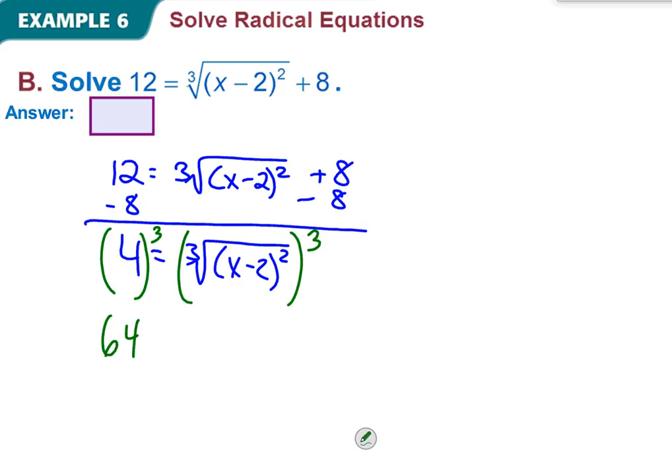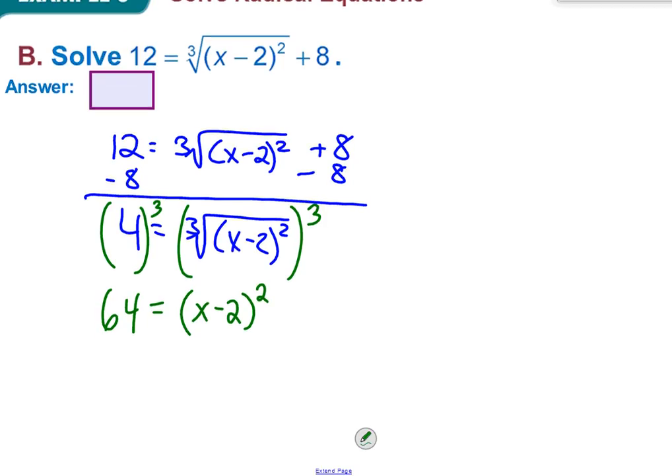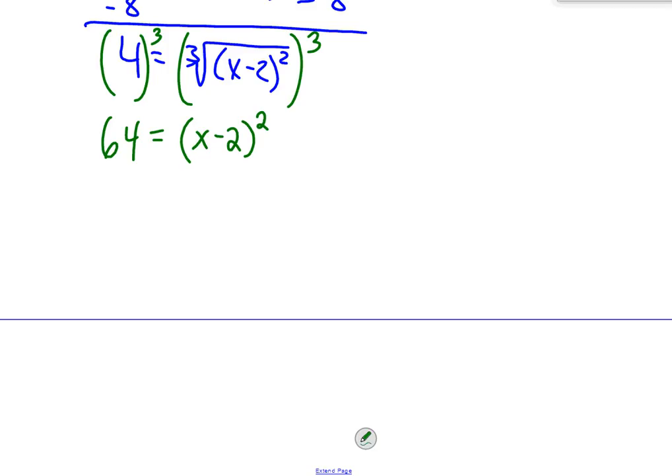So we get 64 equals the cube root, and cubed just gives us what's under that radical, x minus 2 in parentheses squared. Now, it is still x minus 2 in parentheses squared, so we have to multiply that out. So 64 equals x squared.